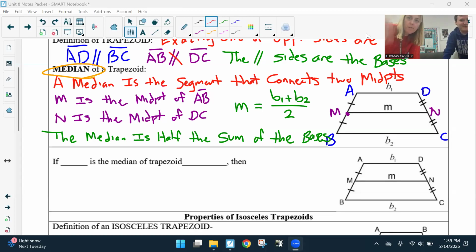Special guest, Dr. McCowan. Hi, guys. You add the top and the bottom, divide by 2, and it gets the middle. That's true. Is that what we're doing? Median of a trapezoid, right. All right. Thank you.